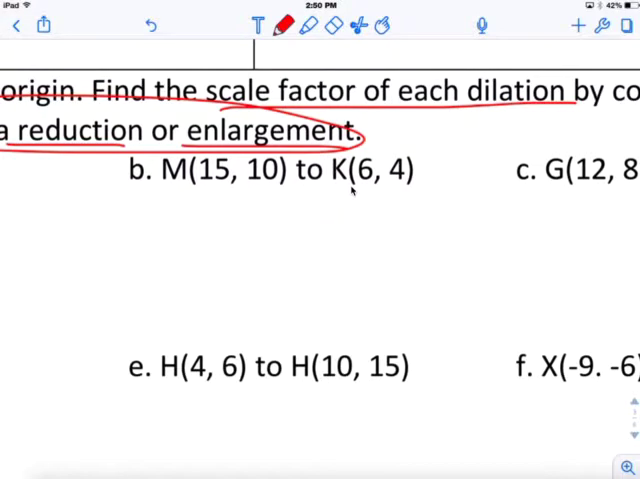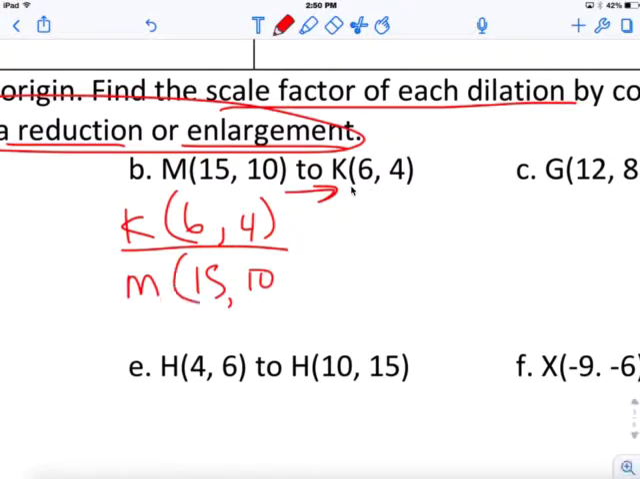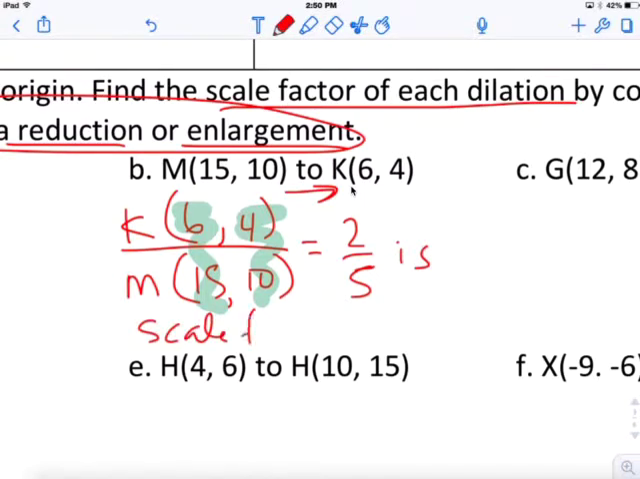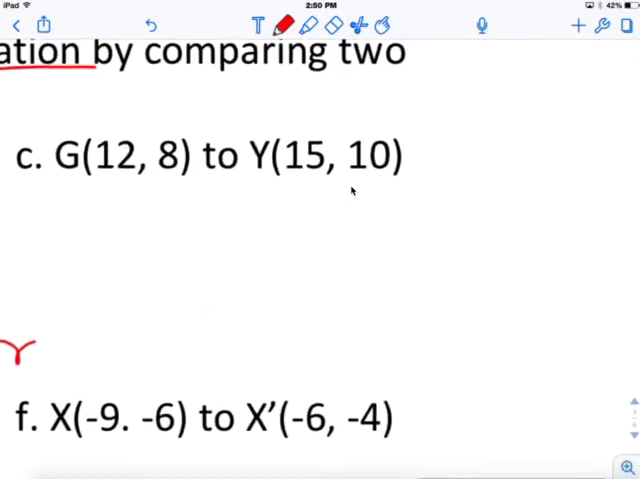Okay, this is this to this. So pre-image on the bottom, image on top. 6 over 15 and 4 over 10. Well, reduce this to 2 over 5, divide by 3, 2 over 5. So 2 over 5 is the scale factor, which is a reduction. Look, it got smaller. It went from here to here. It's a reduction. This one got bigger, so it's an enlargement, you see.